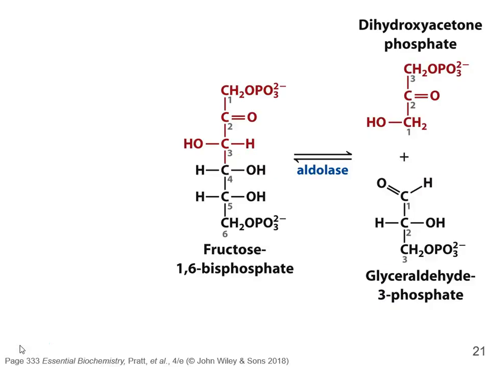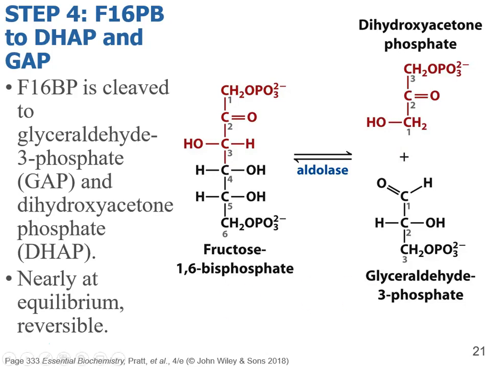All right, moving on. We are on step 4. So here's our fructose 1,6-bisphosphate. We got through the first stage of glycolysis, and what happens next is we're going to do a cleavage right here. We're going to cleave the bond right here, and this half of the molecule, which is shown in red, is going to give us dihydroxyacetone phosphate. And then down here, which is shown in black, is glyceraldehyde 3-phosphate.